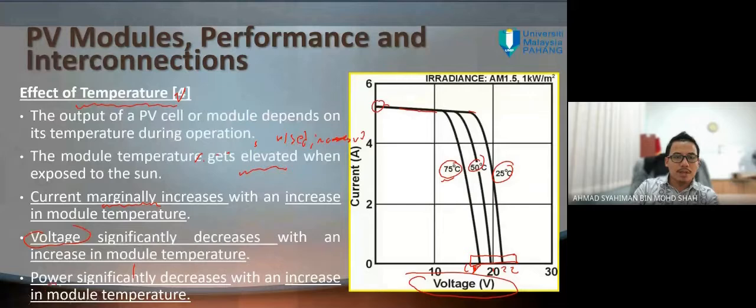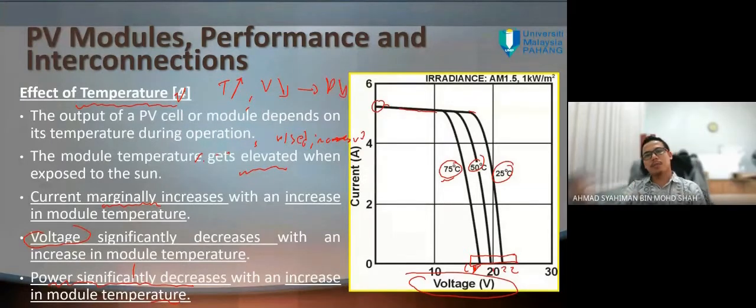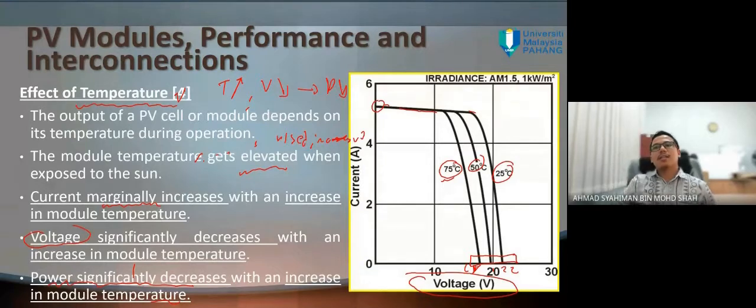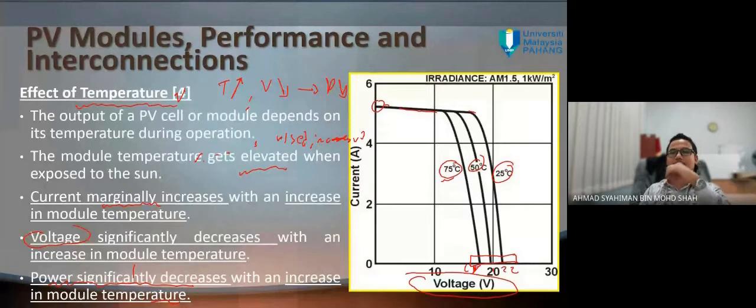Okay, power significantly decrease with an increase in module temperature. In other words, T getting higher, voltage drops, and finally the power also drops. Once the power drops, it means the efficiency significantly decreases. Okay, that's why kita kalau boleh nak kena maintain suhu tu. Kalau ada cooling system, that's better, but that one is very difficult lah. Very difficult to have that kind of setting in the solar farm, for example. It's very difficult. Okay.